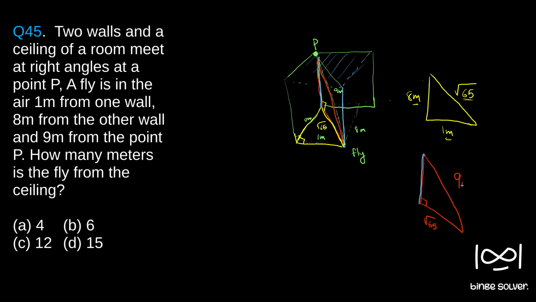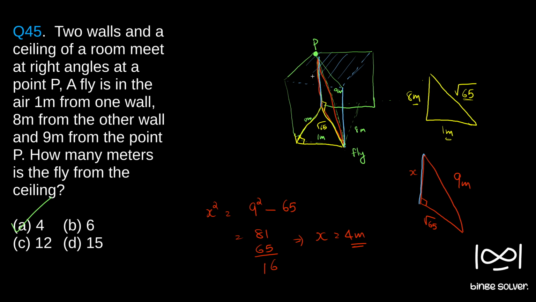We know this as 9 meters. So applying Pythagoras theorem, say this distance is x, so x square is 9 square minus 65, that is 81 minus 65, so that is 16. So x square is 16, that implies x is equal to 4 meter. So the solution is A, 4 meter. So solution to question 45 is A, 4 meter.